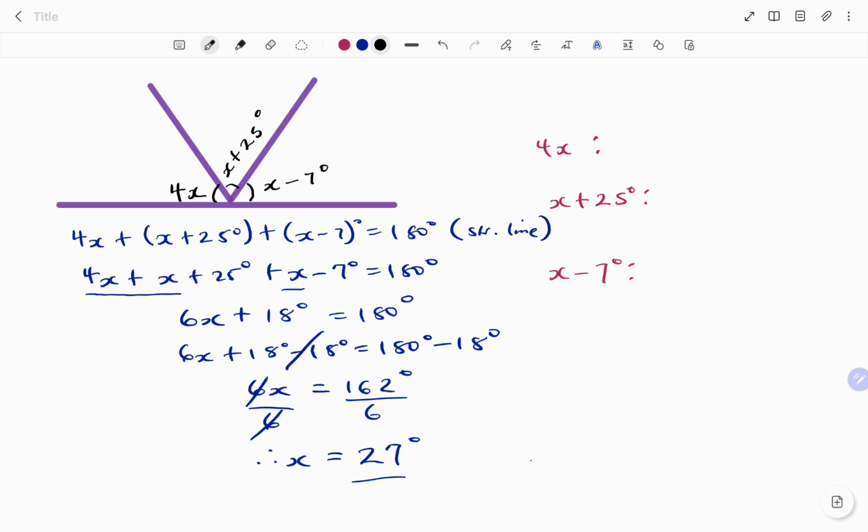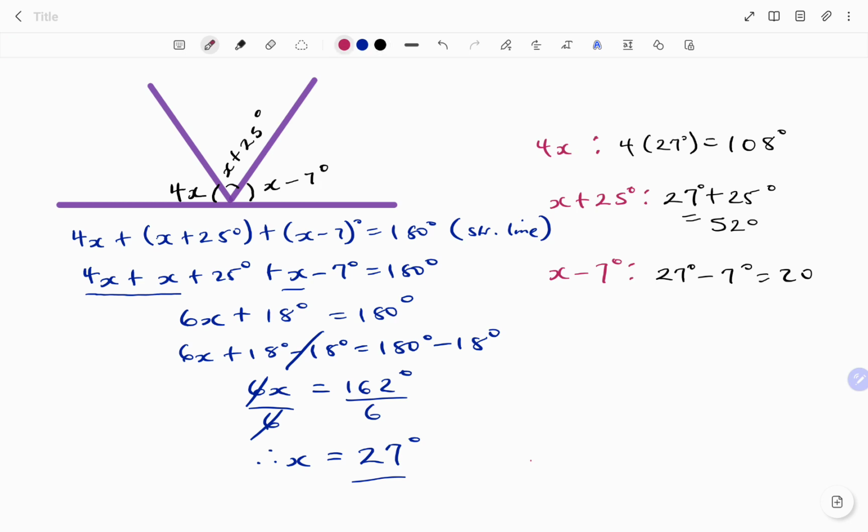For each angle, the first one I have 4x. I know that my x is 27, so I'm going to multiply 27 by 4, which will give me 108 degrees. For the second one, I have x plus 25. My x is 27 plus 25. This will give me 52 degrees. And the last one, I have x minus 7. That will be 27 degrees minus 7 degrees. That will give me 20.